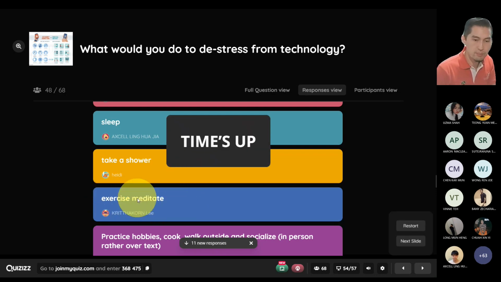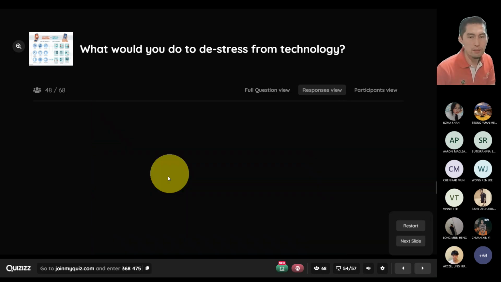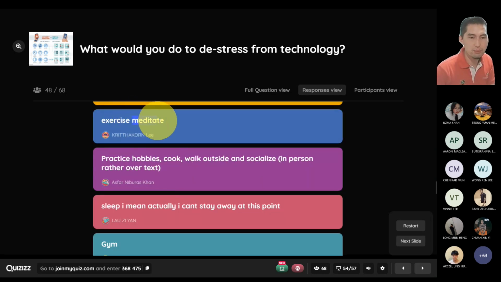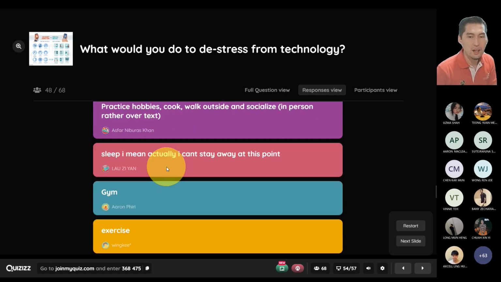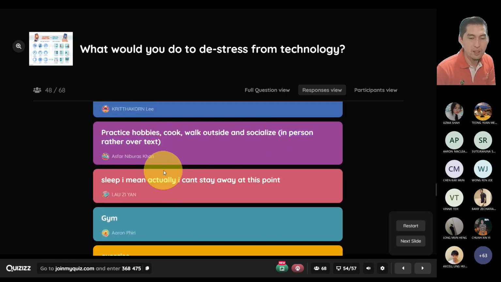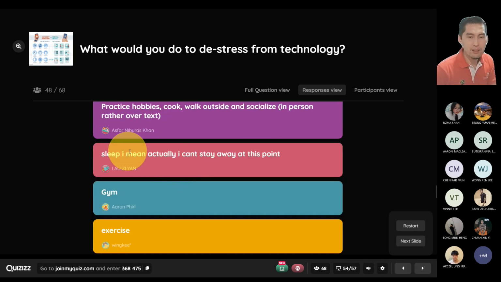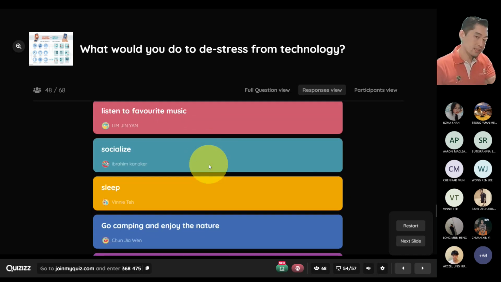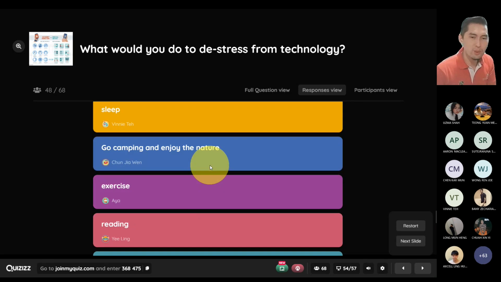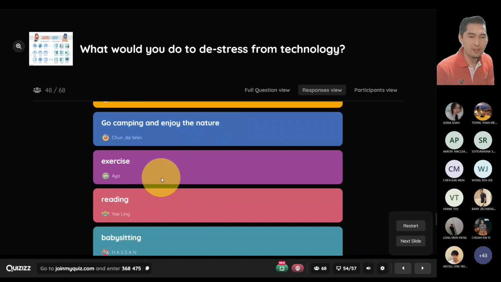Exercise, meditate, good one by Crit as well. Not everyone is into meditation, so I'm just going to do a quick one after this, so maybe we can try meditating together. Practice, hobbies, cook, walk outside, in person rather than over text. Of course, when you can, yeah. So please don't forget COVID is still around. Sleep, actually, I can't stay away at this point. Gym, exercise, sleep, listen to favorite music. Socialize, sleep, go camping. Someone said go into the forest earlier, so maybe both of you can plan a camping session together.